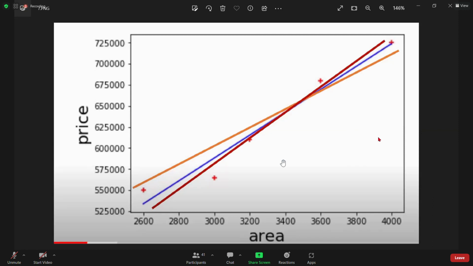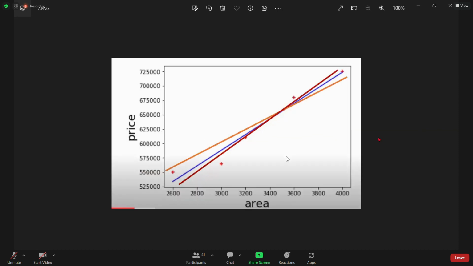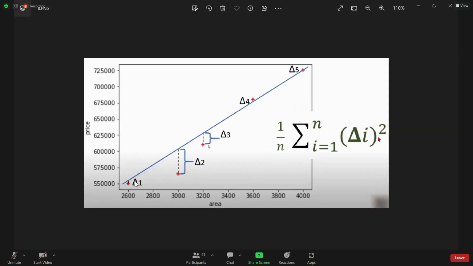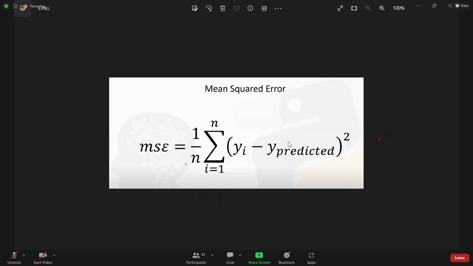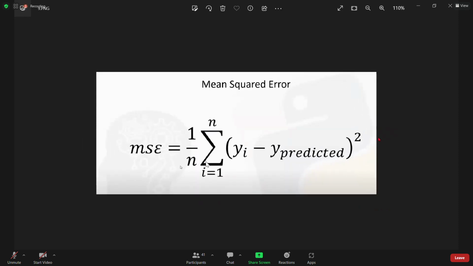Because what is the best fit line? Let's minimize the MSE to get more accurate. This is also called delta, meaning actual minus predicted. And I can say 1 by n, summation i equal to 1 to n, delta i squared, isn't it? So this formula is also called MSE.